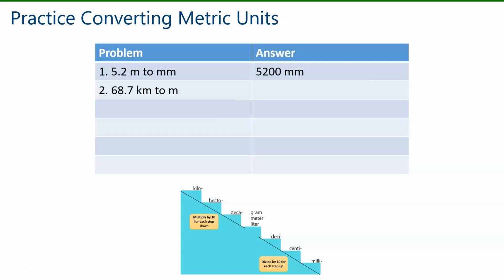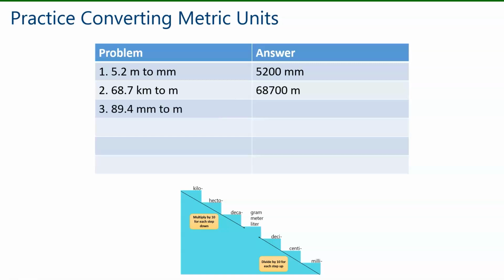Our next problem, you need to convert 68.7 kilometers to meters. Pause the video and give it a try, and then we'll go over the answer together. To go from kilometers to meters, we are going down, which means that we multiply, and we're going down 1, 2, 3 steps. So we multiply times 10 times 10 times 10, or move our decimal place 3 places to the right. And our answer is 68,700 meters.